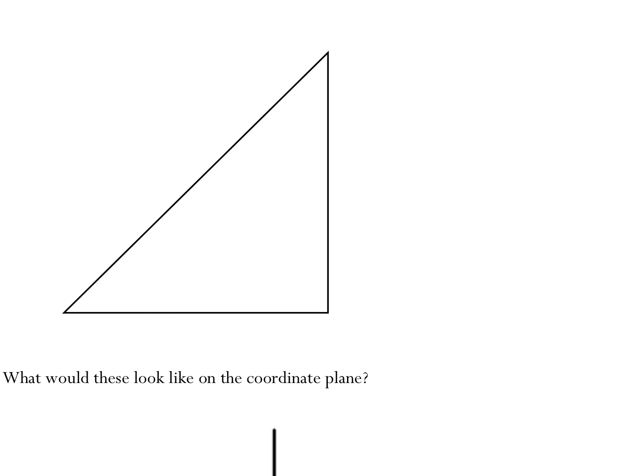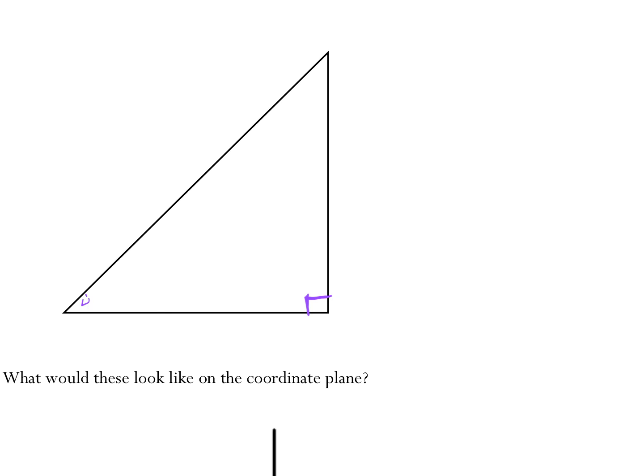Guys, this is not a 30-60-90 triangle. That is a 60-60-60. Well, this is definitely a 90-degree angle, right? Get it? You see what I did there? This is definitely 90 degrees, right? Yeah. Because it's a right angle, right? I just don't know what that is. I get it. Okay. What are these other two angles?